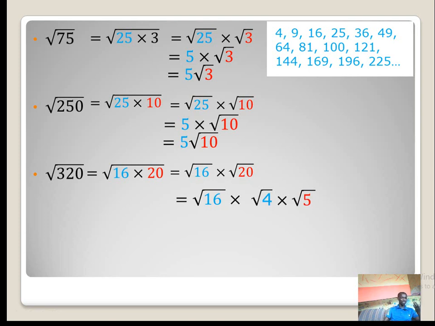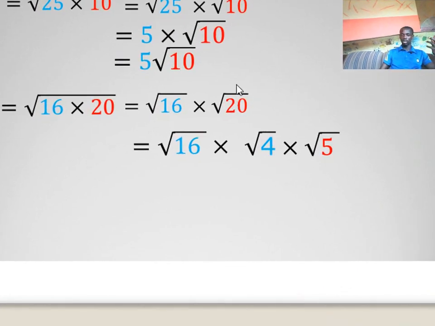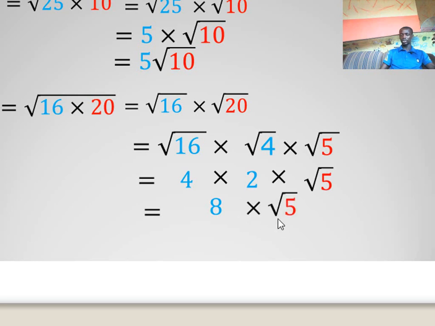Understood? So I'm not just splitting 20 for splitting's sake, but from this factor 4, I'll be able to get a whole number. Is that understood? Okay. Now, from root 16, I'll be having 4, then multiplied by, from root 4, I'll be having 2, then multiplied by root 5. So now I can say 4 multiplied by 2, I have 8, then multiplied by root 5. So finally I'll be having 8 root 5. Okay, that is understood, right?